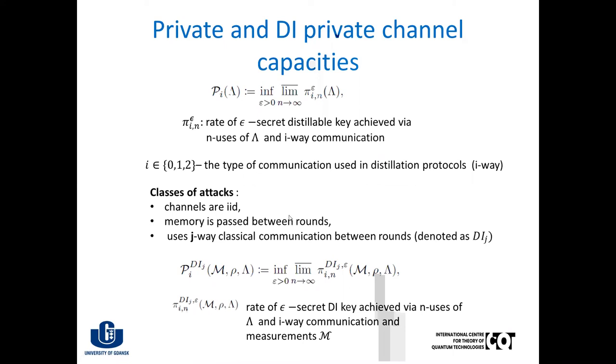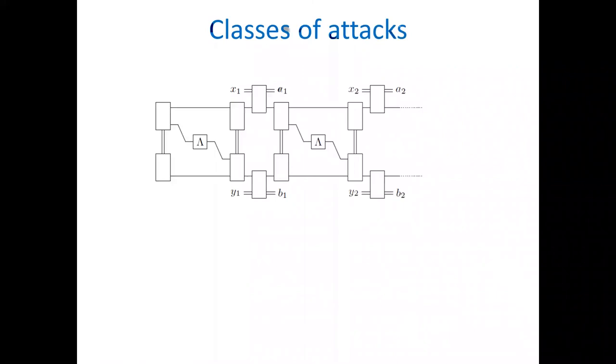So in the first step, we will disallow this memory passing, because this would be non-IID behavior. First some drawing, because maybe it was not visible what I'm talking about. The timeline goes from left to right. I now describe the class DI2 of attack. This is two-way communication. Between A and B, there are these double lines which describe the two-way communication between devices.